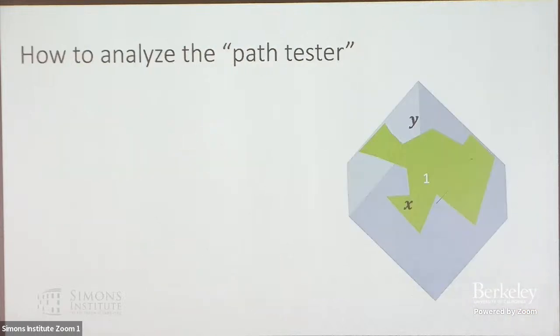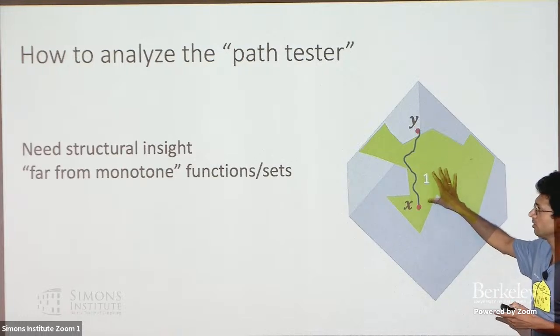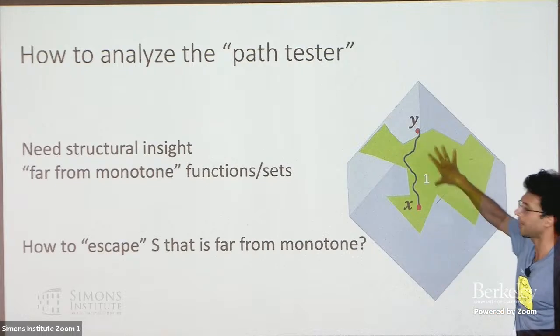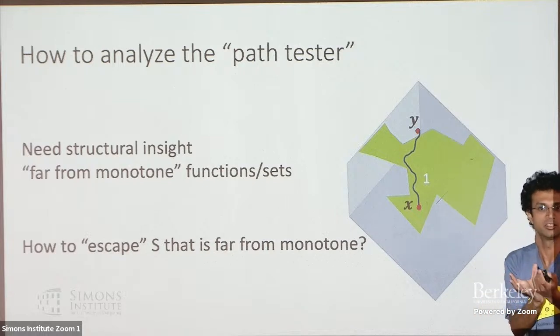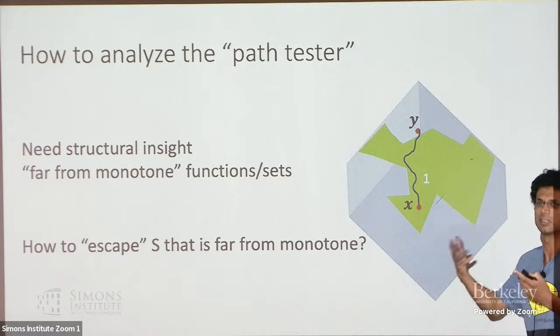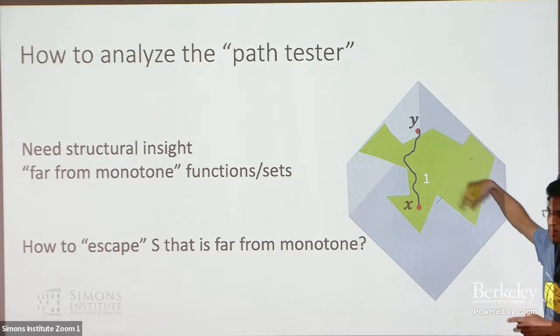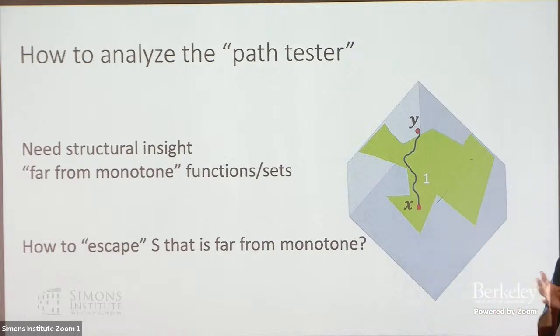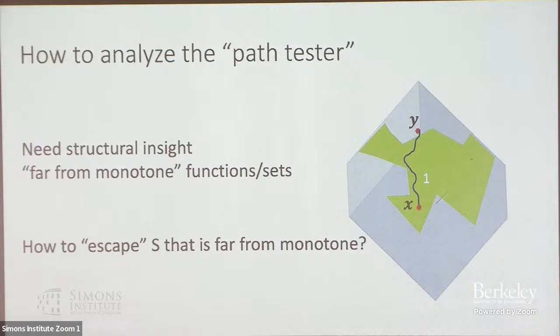Question is, how do you analyze this path tester? You need some structural insight on sets that are far from monotone. The question is, really, how do you escape some set that is far from monotone? This connects to lots of things in Markov chains and random walks, this issue of you don't want bottlenecks in your graph. And this is some kind of a directed bottleneck. So this suggests that the analysis is going to require some information about the conductance or the bottlenecks in this graph. And that's where the connection to these isoperimetries comes in.